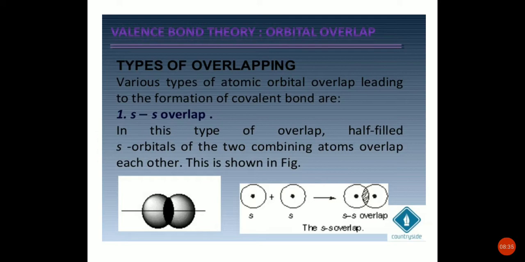In ss overlapping, the overlapping is between two spherical s orbitals. In this type of overlap, the half-filled s orbitals of the two combining atoms overlap each other.